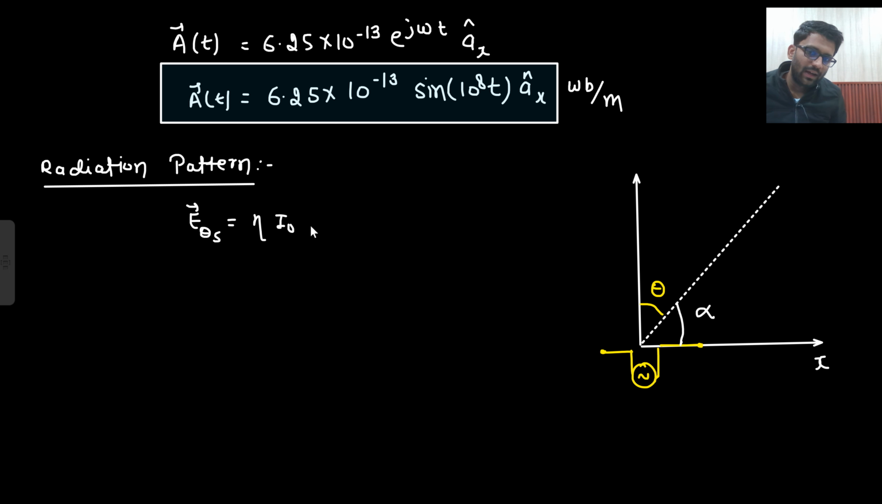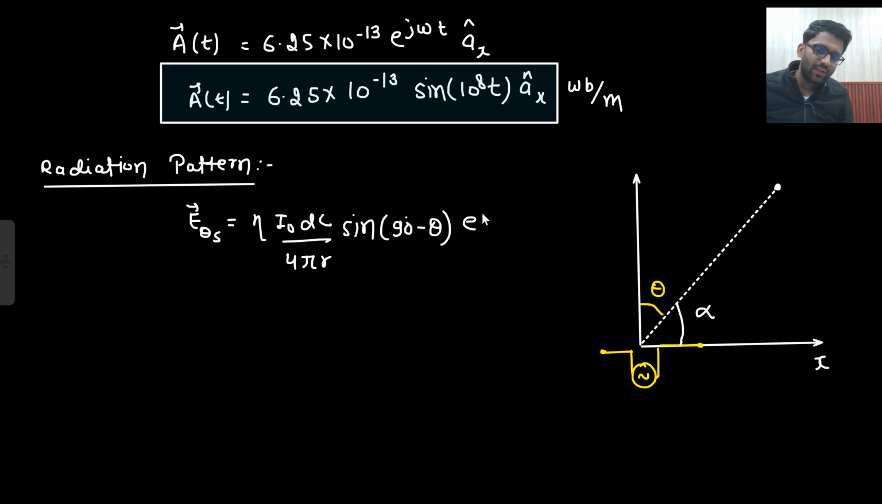Eta into I ideal sin theta upon 4 pi r, and here in place of sin theta what will I put? Sin alpha. And what is alpha? Alpha is 90 minus theta, because you know that the angle we put here is the angle between the arms of the antenna and the axis. So 90 minus theta, and then e to the power minus j beta r, and then a theta cap. This will be the complete formula.